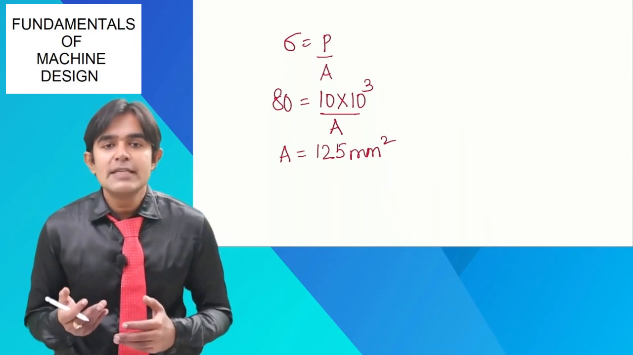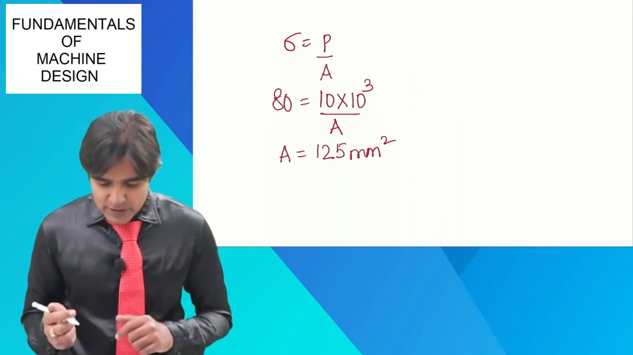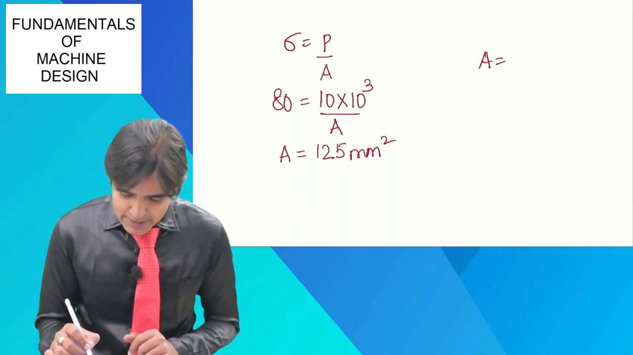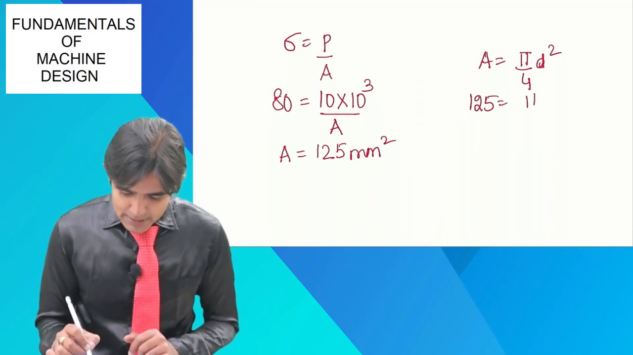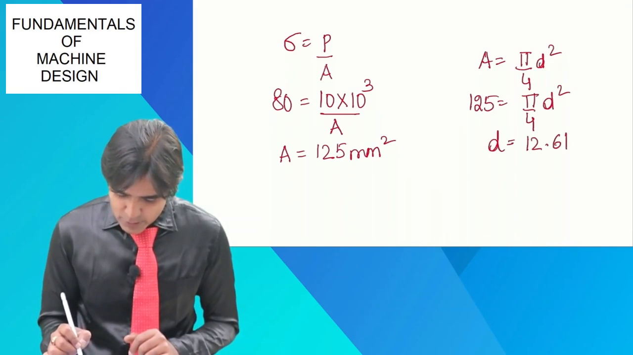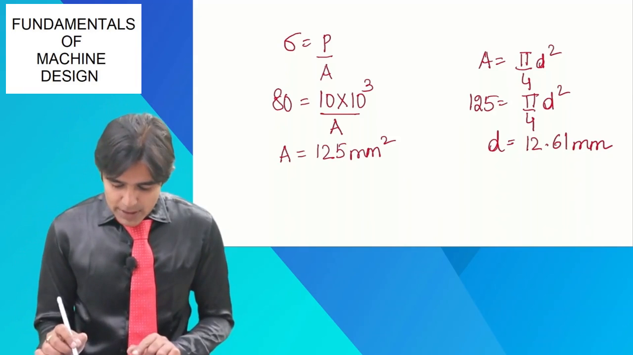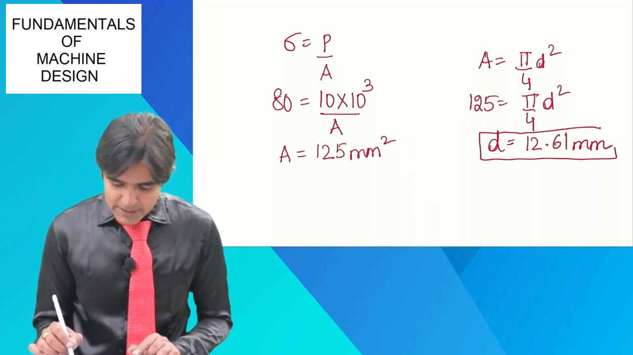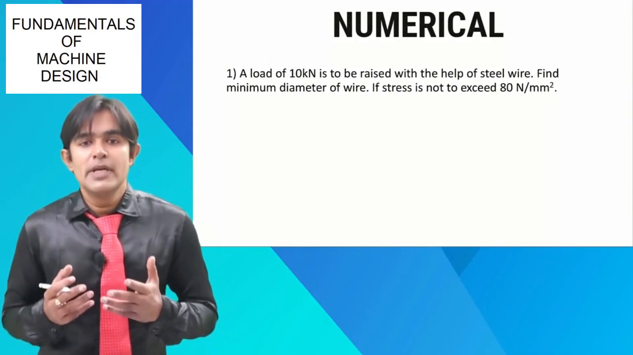Since I have received the area, you know area of a bar or a cylinder is pi by 4 d square. So I'll be writing area is pi by 4 d square. So 125 is equal to pi divided by 4 d square. So I'll get d as 12.61 mm. So finally this is what I wanted to find out. Diameter is 12.61.